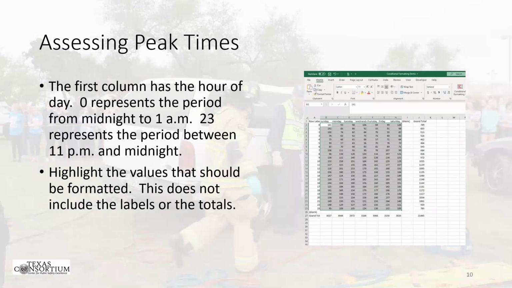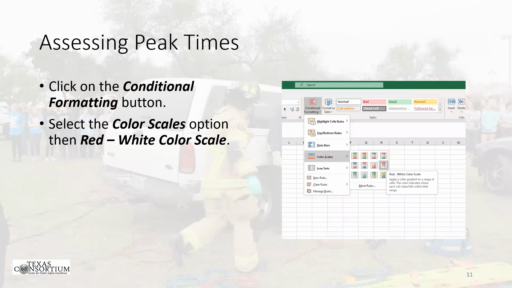The first column has the hour of the day. 0 represents the period from midnight to 1 a.m. Thus, 23 represents the period between 11 p.m. and midnight. Highlight the values that should be formatted. This does not include the labels or the totals because that will throw things really off. Then you click on the conditional formatting button. Select the color scales option and you get a bunch of choices. Some of it's personal preference, but for something like this, I'll go with the red and white color scale.